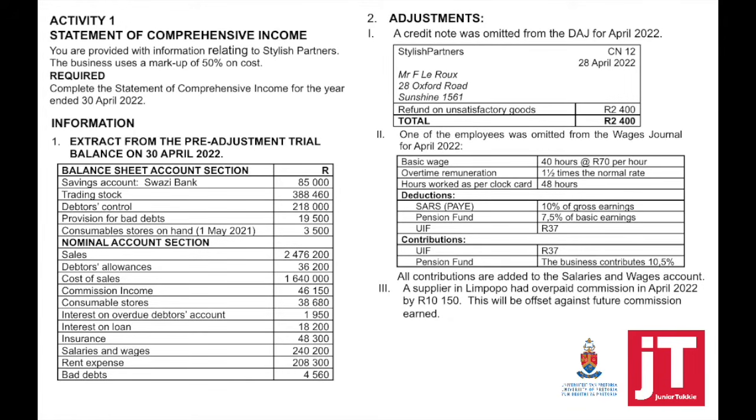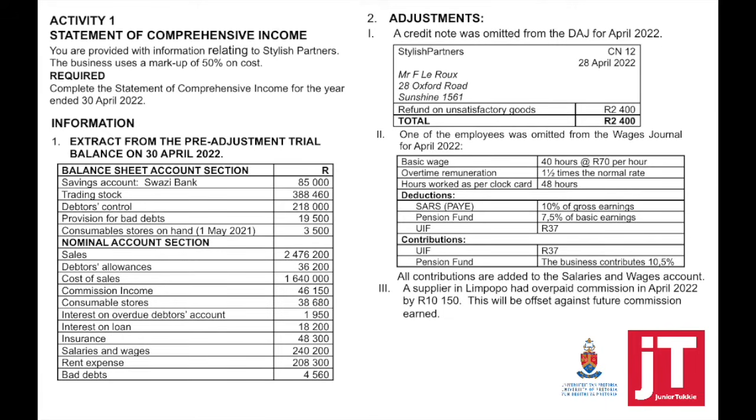But when you're doing your financial statements, your step number 1 should be to take all these totals and balances from the pre-adjustment trial balance to where they are supposed to go in your financial statements. If you are required to only complete the statement of comprehensive income, everything from the nominal account section, which consists of your income and expenses, must go to your income statement. That which is in the balance sheet account section will go to your balance sheet.